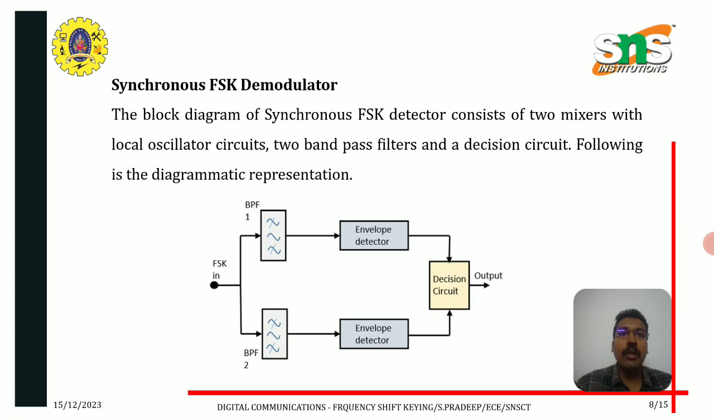Synchronous FSK demodulator. The block diagram of the synchronous FSK detector consists of two mixers with local oscillator circuits, two band pass filters, and a decision circuit. Following is the diagrammatic representation of the synchronous FSK demodulator.